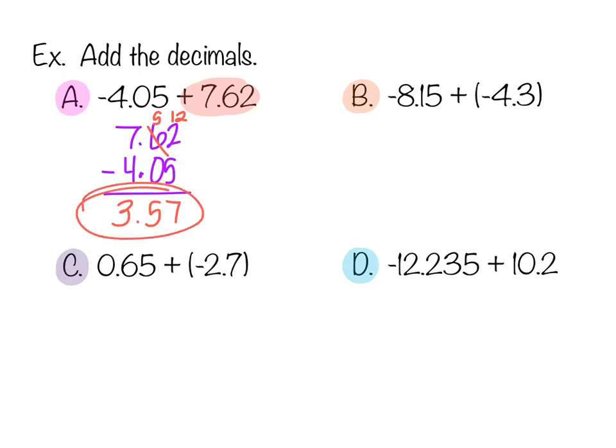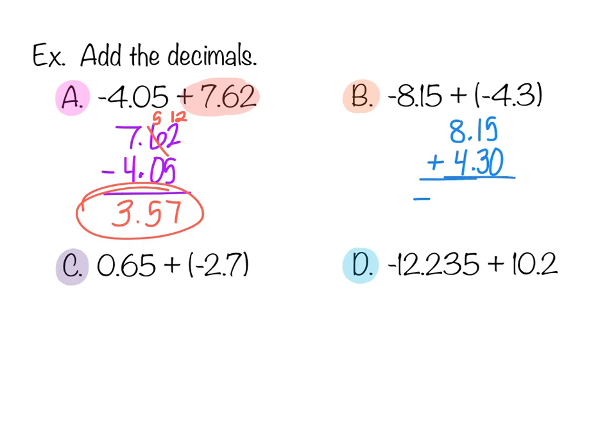And because my larger number is positive, then my answer is going to remain positive 3.57. For example B here, we've got same signs. So we're going to keep the sign and we're going to add. So it's going to be negative, and then we're going to add. Again, I'm going to put the larger number on top, 8.15, plus 4.3, and I'm going to put a 0 there. So I have my decimal places and my columns lined up. And remember, we said our answer was going to be negative.